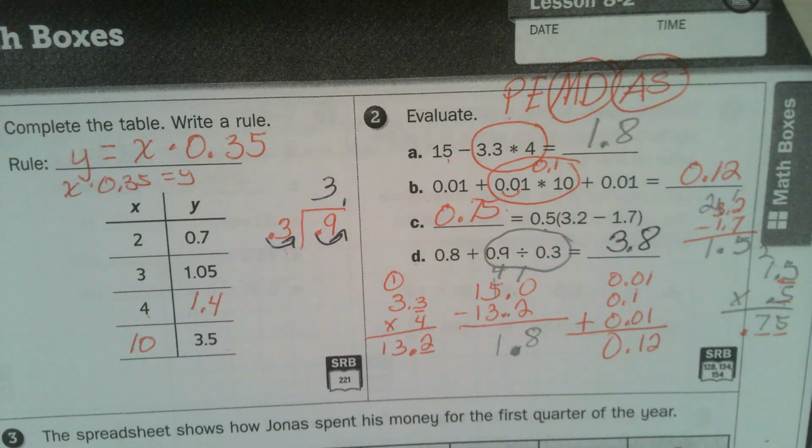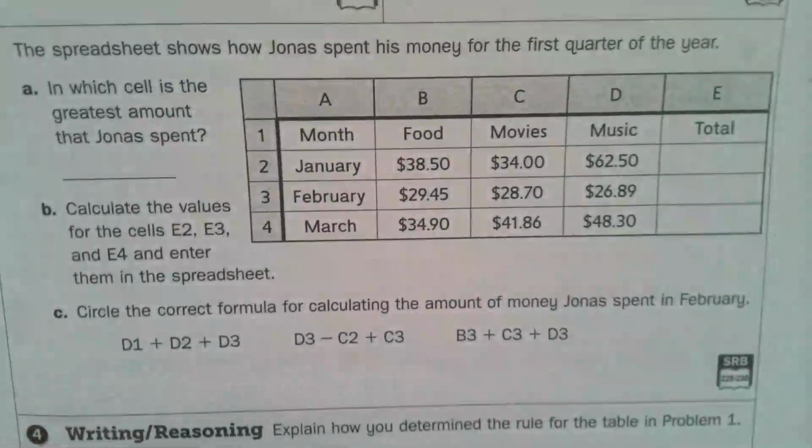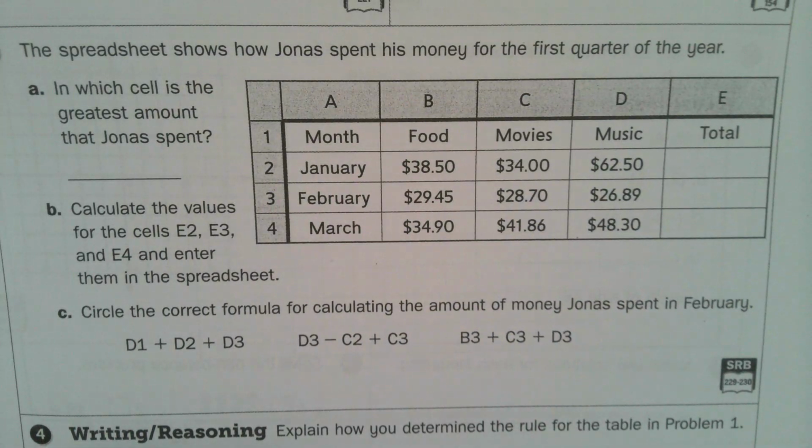Any questions on how to do that math box? Does everyone have all the work shown on what to do? Very nice. Now let's go on to problem number 3. The spreadsheet shows how Jonas spent his money for the first quarter of the year. That means the first part of the year. So if you take 12 and divide it by 4, it's the first 3 months. So January, February, and March is the first quarter.